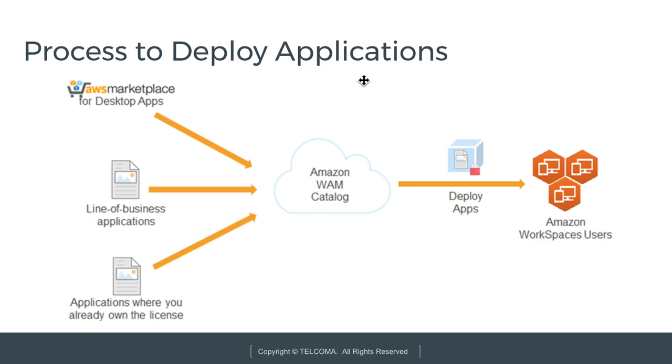So what is the process to deploy applications? Now we have AWS Marketplace for desktop applications and line of business applications, where we own a license. All of these are placed in the WAM catalog. WAM is the WorkSpaces Application Manager. We can deploy applications and we can have Amazon WorkSpaces users through which we can use all these applications.